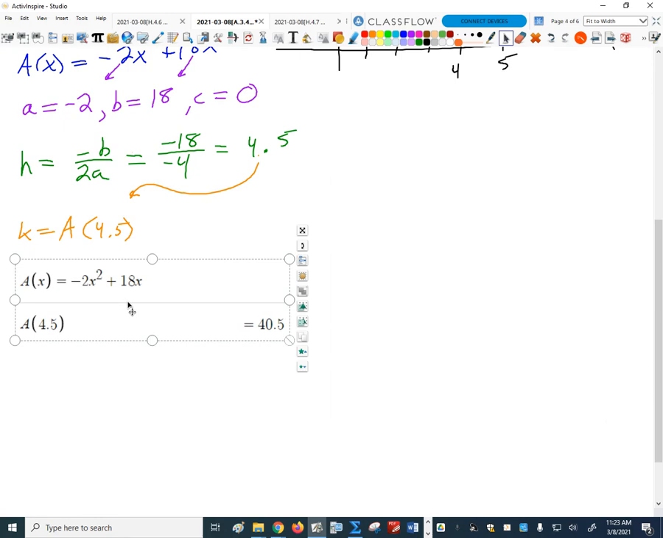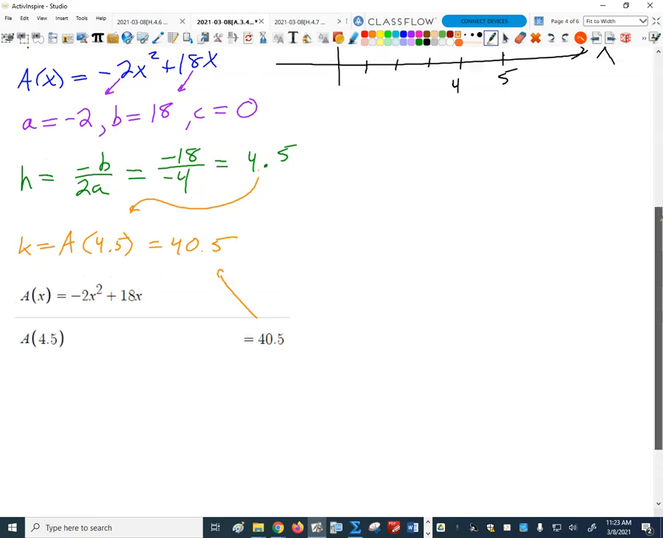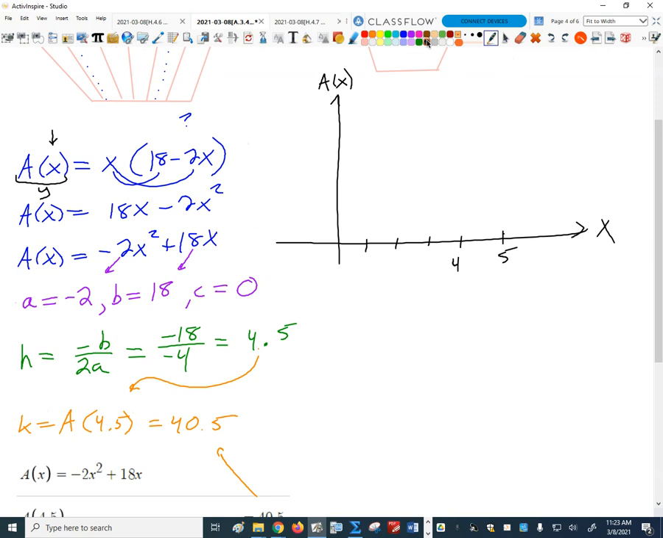So A of 4.5, we already found the value of K then. It's equal to 40.5. And so let's say I'm going to change the scale on this. We'll go up by tens. There's 10, 20, 30, 40, 50. So I've got my vertex at 4.5, 40.5, so right up about there.